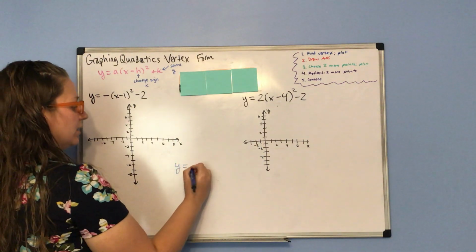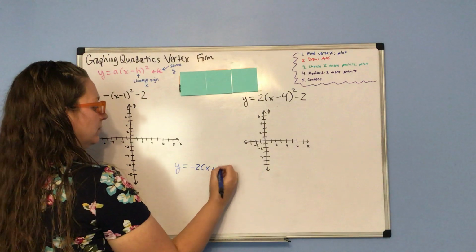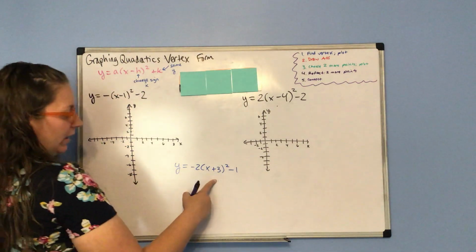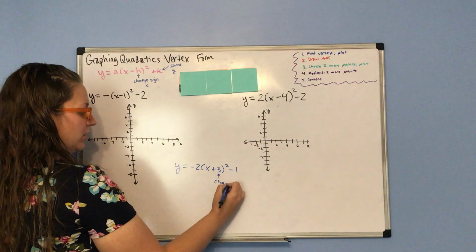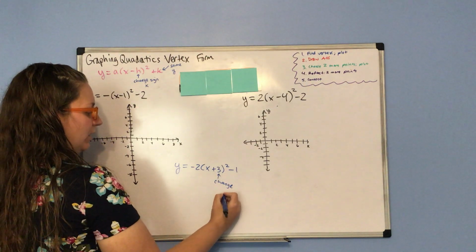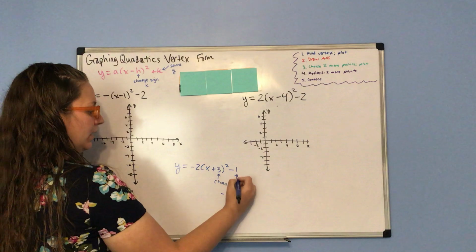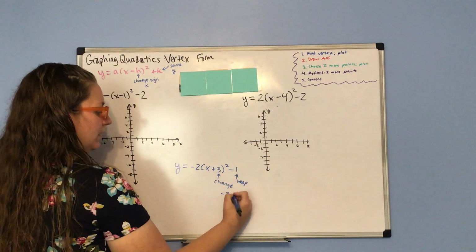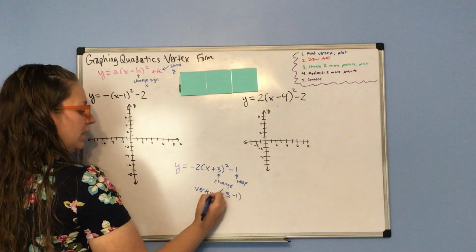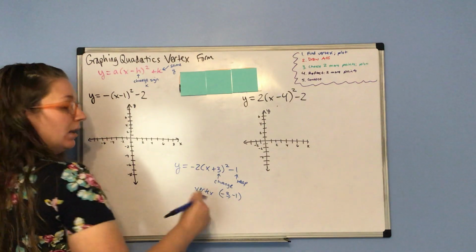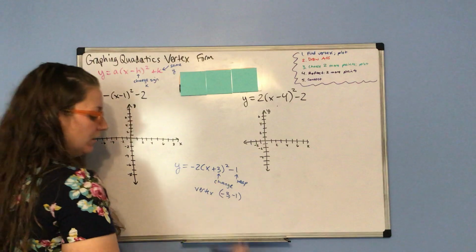So for instance, if I had this equation right here, if I change this sign, that 3 becomes negative 3. If I keep this the same, that negative 1 stays a negative 1. So my vertex would be negative 3, negative 1. I didn't have to do any work to find that, I just looked at my equation.